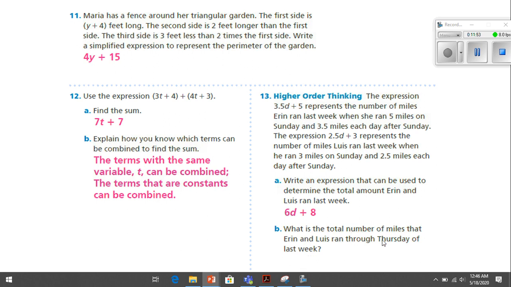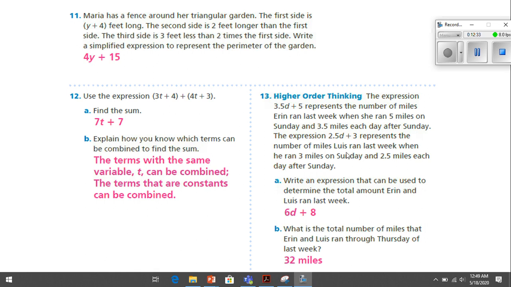What is the total number of miles that Erin and Lewis ran through Thursday of last week? Well, try to keep in mind something here. Remember that it says that she ran 5 miles on Sunday, then 3.5 miles each day after Sunday. So that's 5 plus 3.5 times 4, because there's going to be 4 days after Sunday: Monday, Tuesday, Wednesday, and Thursday. Well, 3.5 times 4, that's going to give us 14. And 14 plus 5, that's going to give us 19.